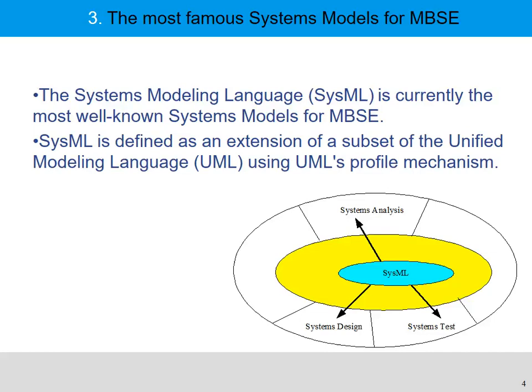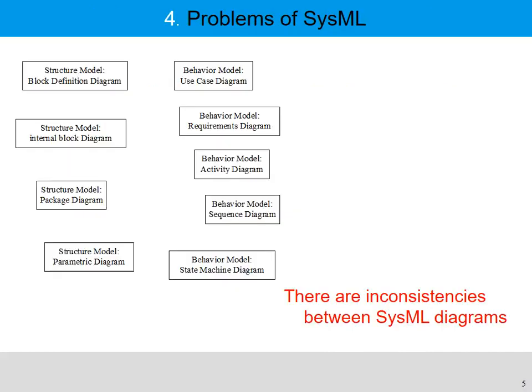SysML currently is the most well-known system model for model-based system engineering. SysML is defined as an extension of a subset of the UML using UML profile mechanism. Chapter 4 talks about the problems of SysML.